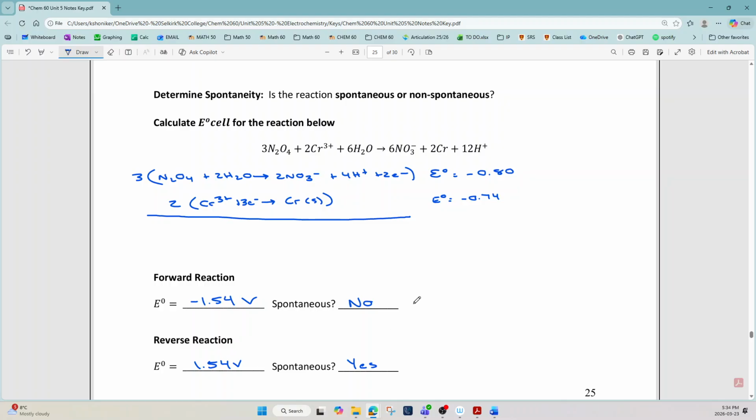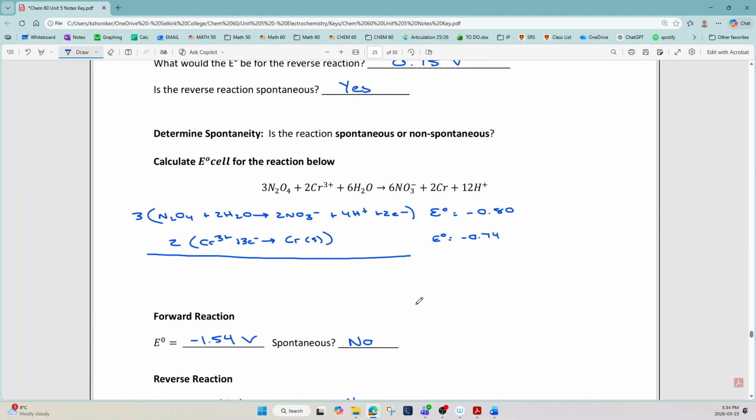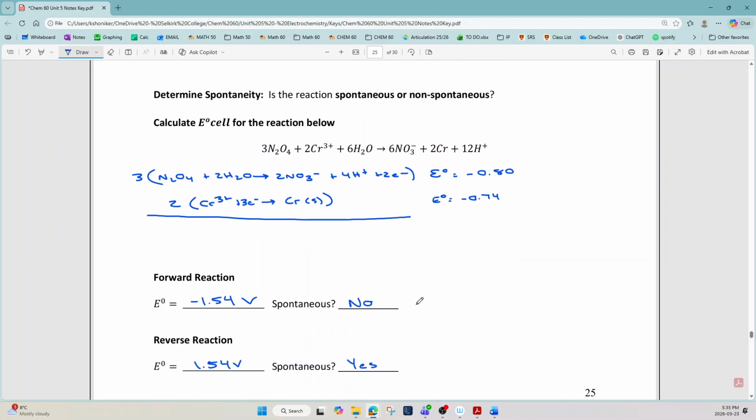So you're just going to be looking at this as a little bit of a reminder and a little bit of an add-on: if the E value is positive, it's spontaneous and you could form an electrochemical cell. And if the E value is negative, it is not spontaneous. And we are going to talk about that next.